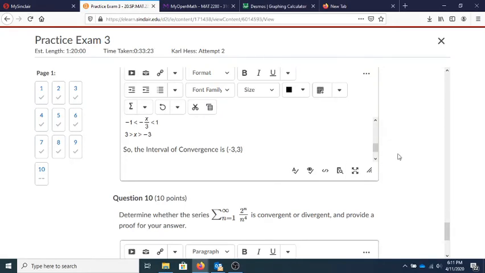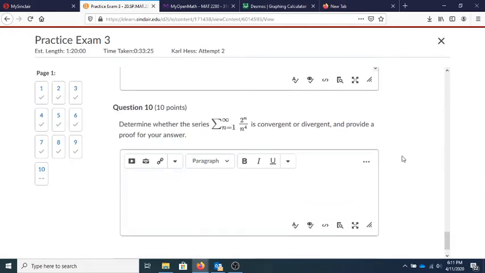Alright, one more problem to go. Determine whether this series is convergent or divergent and provide a proof for your answer. Well, notice there's an exponential part, a constant raised to a power. If that was all there was, this would be geometric, and I wouldn't have to think about it any harder than that. I could just use what I know about geometric series.